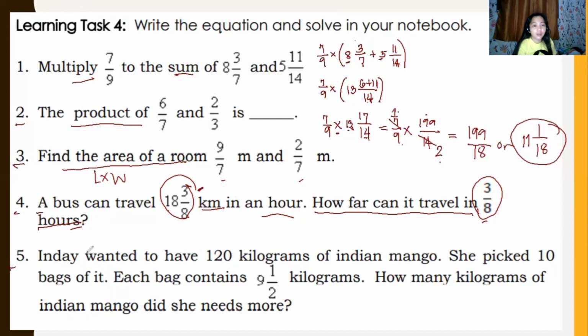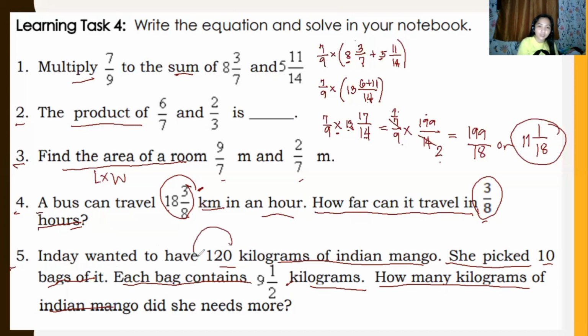And number 5, Inday wanted to have 120 kilograms of Indian mango. She picked 10 bags of it. Each bag contained 9.5 kilograms. How many kilograms of Indian mango did she need more?